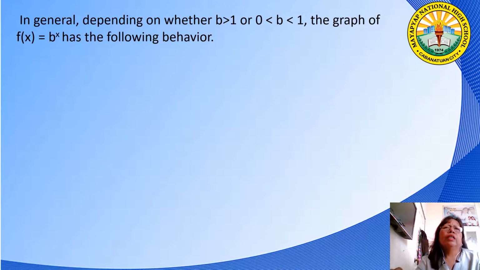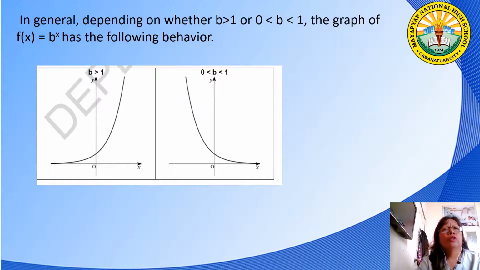So, in general, depending on whether b is greater than 1 or 0 is less than b less than 1, the graph of f(x) equals b^x has the following behavior. Look at the graph. If b is greater than 1, the graph is increasing to the right, while if 0 is less than b less than 1, the graph is increasing on the left.